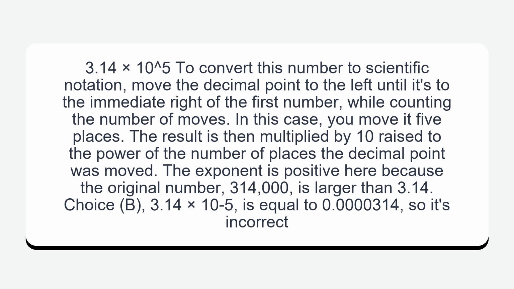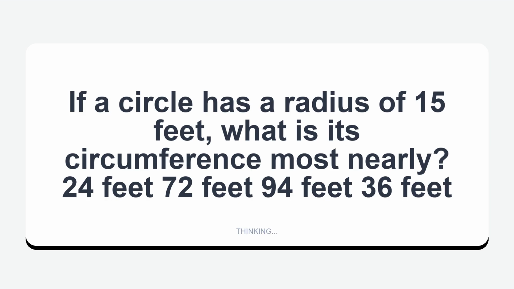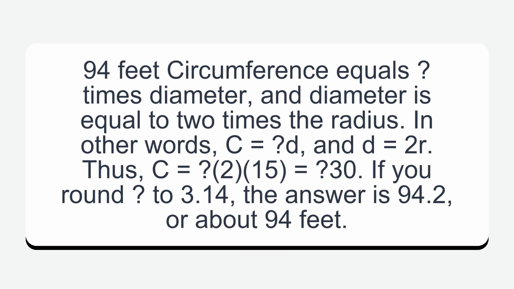Choice B, 3.14 times 10 to the 5th, is equal to 0.0000314, so it's incorrect. If a circle has a radius of 15 feet, what is its circumference most nearly? 24 feet, 72 feet, 94 feet, 36 feet. 94 feet. Circumference equals pi times diameter, and diameter is equal to 2 times the radius. In other words, C equals pi D, and D equals 2R. Thus, C equals 2 times pi times 15, equals 30 pi. If you round pi to 3.14, the answer is 94.2, or about 94 feet.